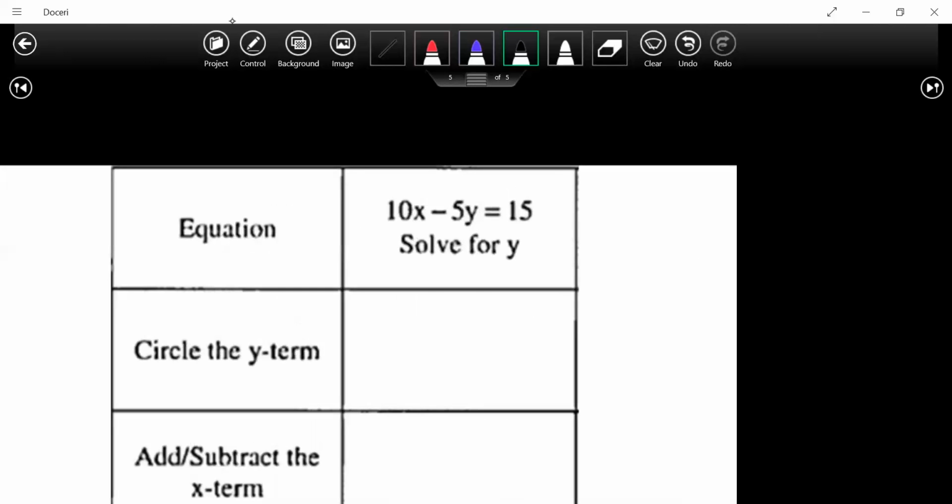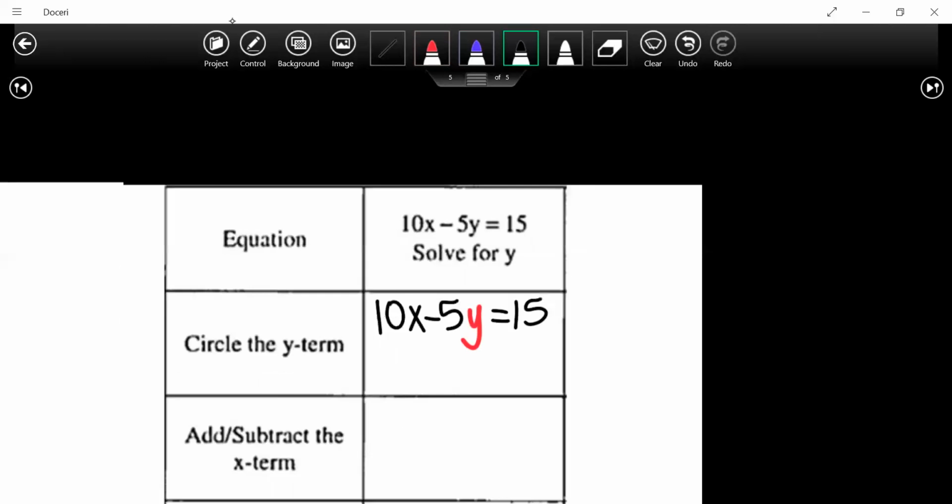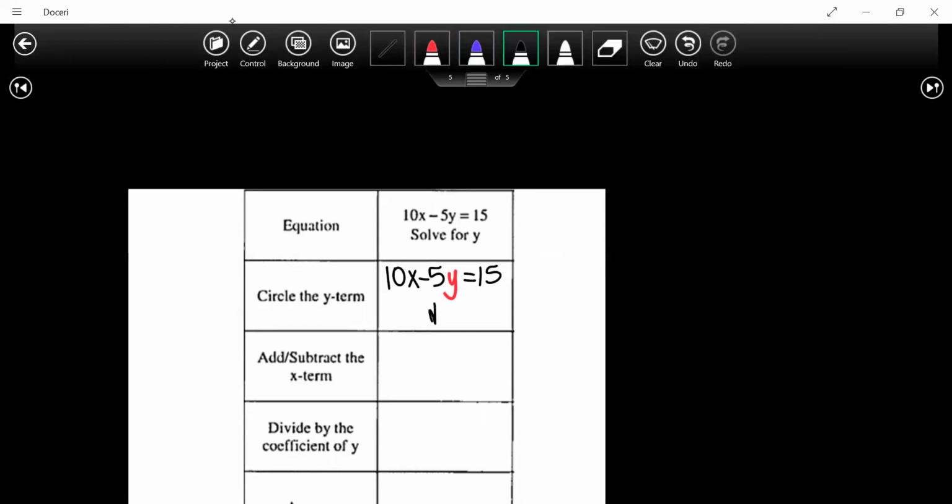Looking at our equation, circle our y term, so I'm going to rewrite it. 10x minus 5y. We're solving for y, so that's going to be my highlighted value. Is equal to 15. And go ahead and drop it down. 10x minus 5y.